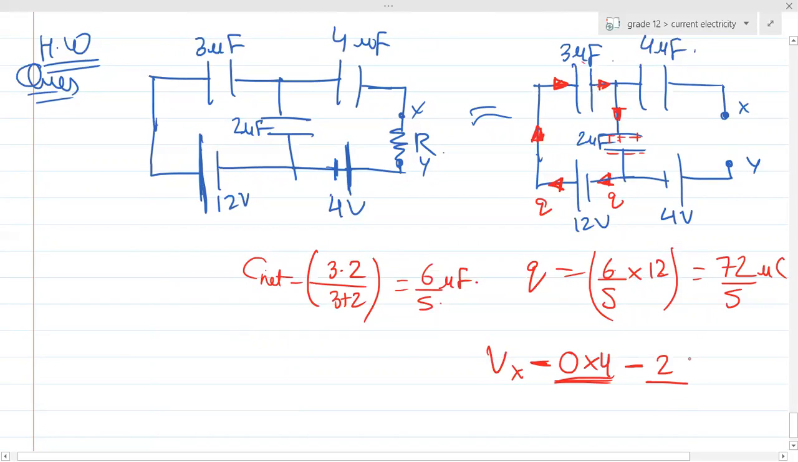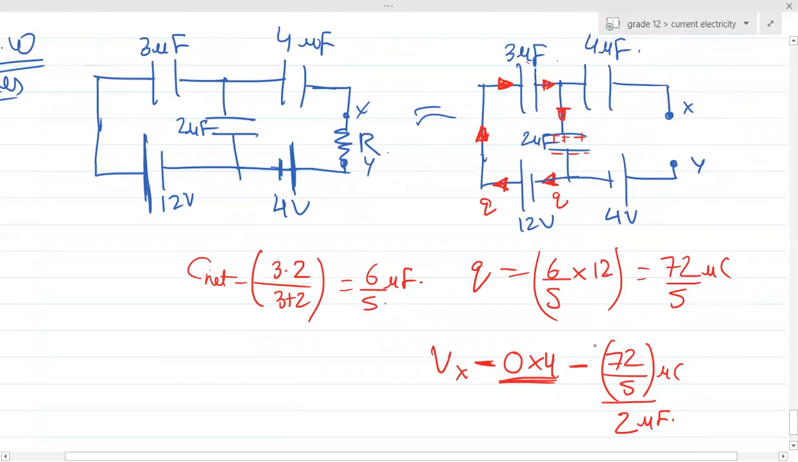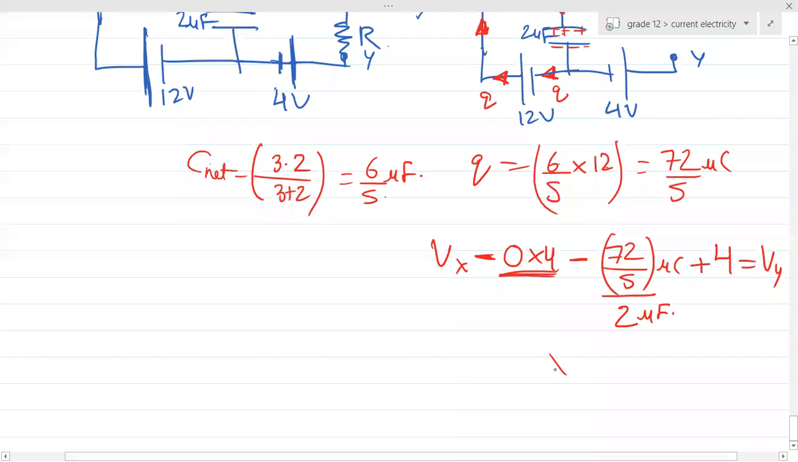72 by 5 Q. Minus Q divided by C. Yes or no? Will this be a potential? Minus Q divided by C. And then you have this 4 volt battery when you are entering from plus. So plus 4 is equal to Vy. I think you can solve this to find out what Vx and Vy are.